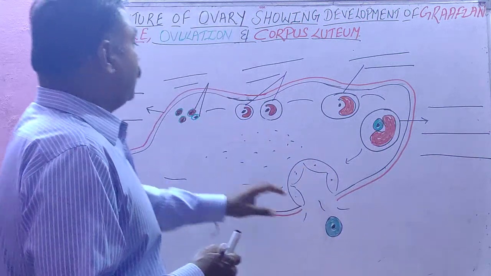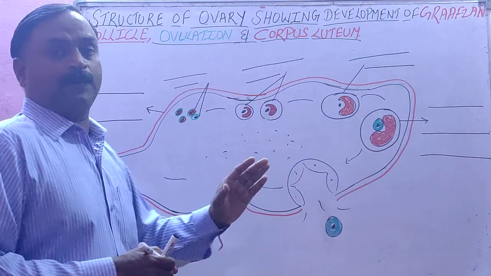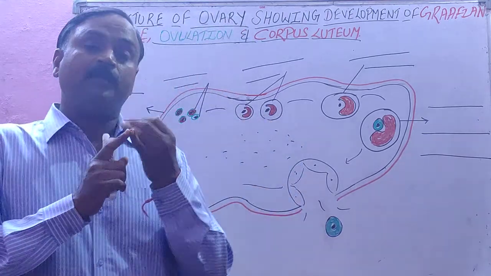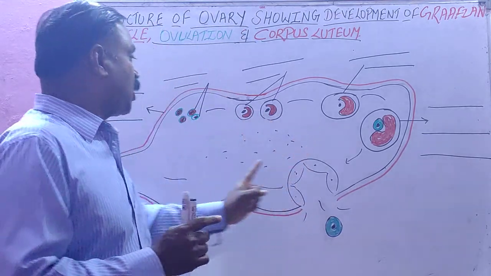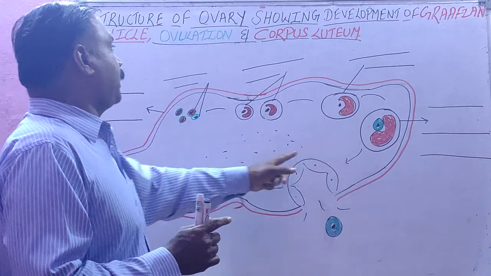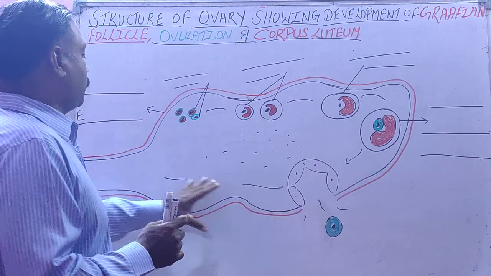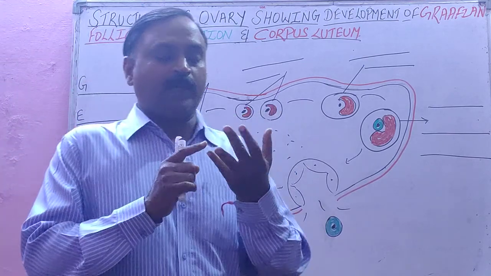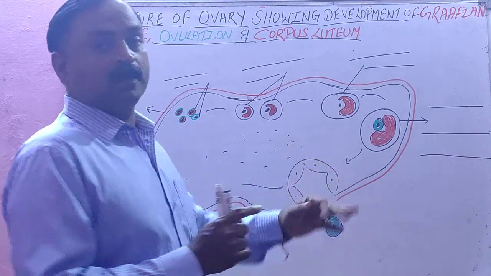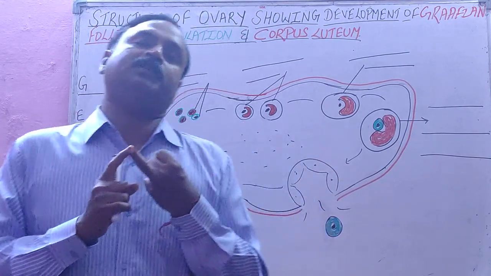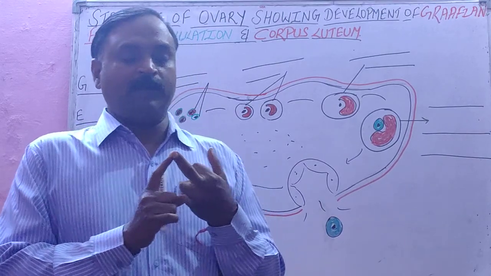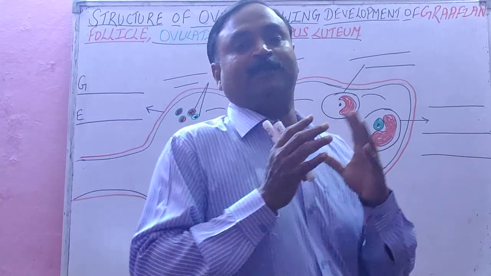Student, now this diagram is a very important diagram, and it will form the basis of three questions. One is the structure of the ovary itself, showing the development of Graafian follicle, ovulation and corpus luteum. The second question will be hormonal control of oogenesis, and the third one will be hormonal control of the menstrual cycle.